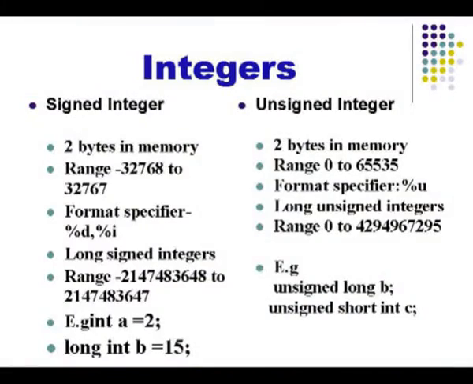The format specifier for an unsigned integer is %u, and when we have long unsigned integers, the same thing applies again. The range is almost double on the positive side because the negative values are totally eliminated over here. An unsigned integer holds only positive values. And this is the example to represent or to use an unsigned integer in the programming language C. We have to specifically mention the keyword unsigned short in C if it is a short unsigned integer, and if it is a long unsigned integer, we have to mention unsigned long and the variable name.